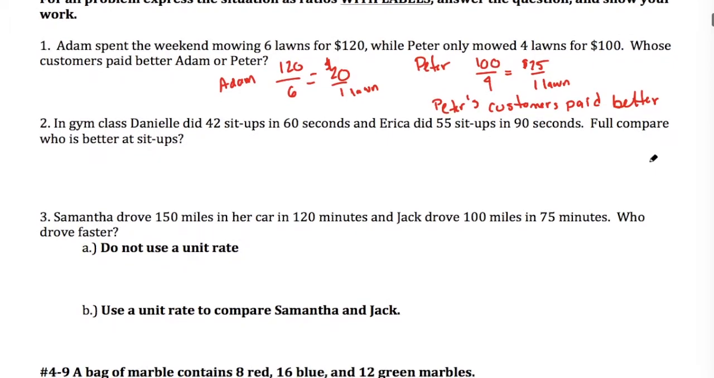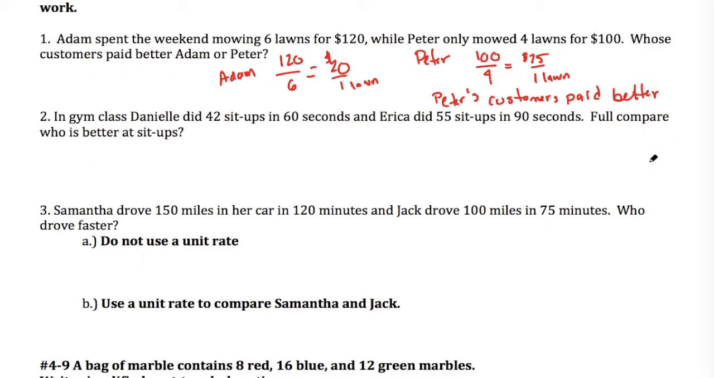Okay, so in gym class, Danielle did 42 sit-ups in 60 seconds, and Erica did 55 sit-ups in 90 seconds. Now we could get into a conversation about endurance, but let's fully compare who is better at sit-ups. So I'm going to write our two ratios. We've got 42 to 60 here, and I've got 55 to 90.